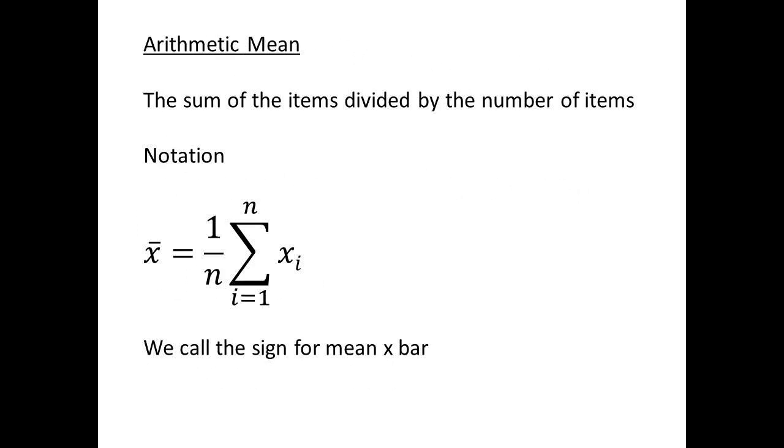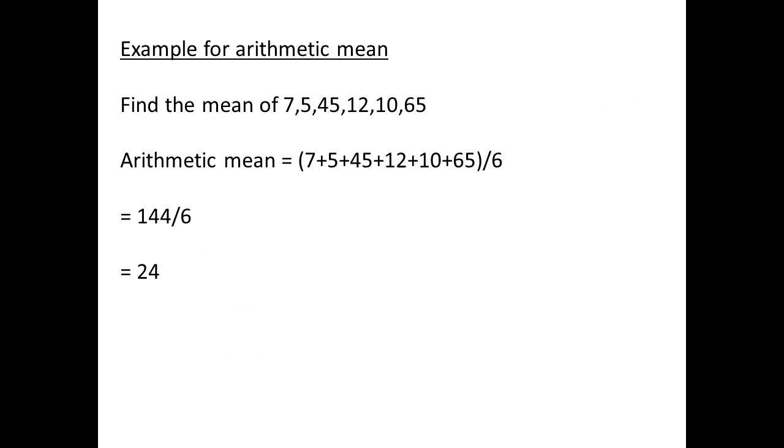The arithmetic mean is written as x bar. The mean is the sum of the items divided by the number of items. So in notation form, this becomes x bar equals 1 over n sigma xi. We will look at a worked example.